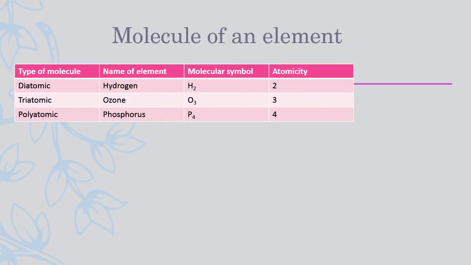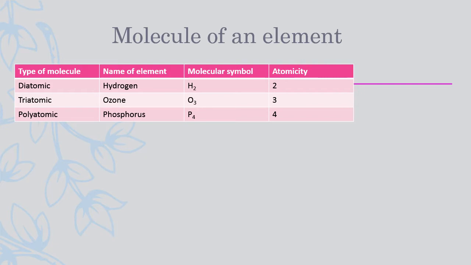So there are three types of molecules, which are the diatomic, triatomic, and polyatomic. So an example of the diatomic molecules is hydrogen. Its molecular symbol is H2, whereas its atomicity is 2.